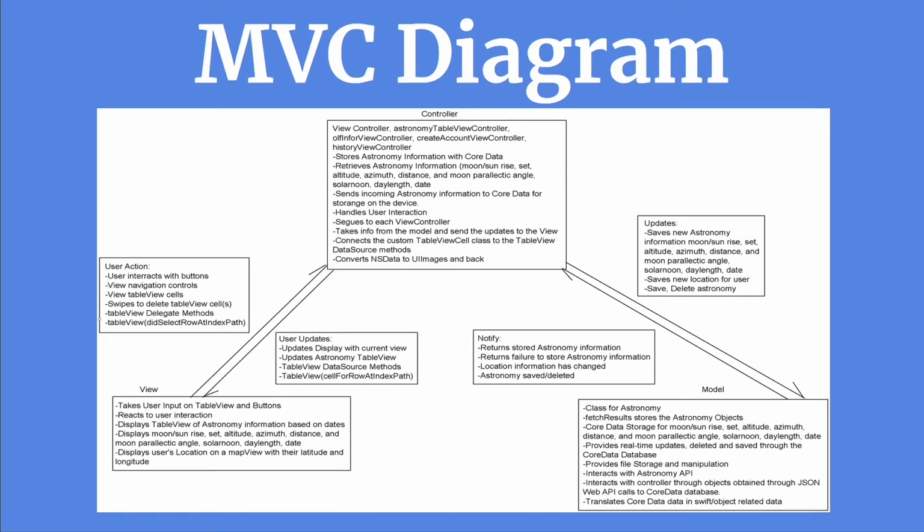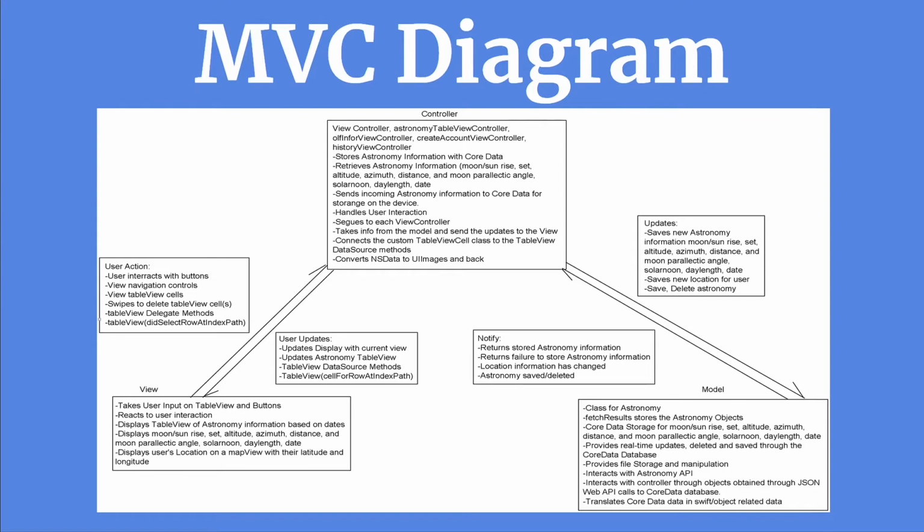Now for the controller, I included all the view controllers that I used throughout the project. And the controller stores astronomy information with Core Data, retrieves astronomy information from Core Data, sends incoming astronomy information to Core Data for storage on the device, handles user interaction, segues specific information to and from different view controllers, takes information from the model and sends the updates to the view, connects the custom table view cell class to the table view data source methods, and converts NSData to UIImages and back.